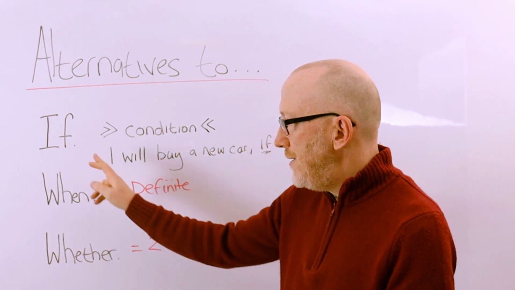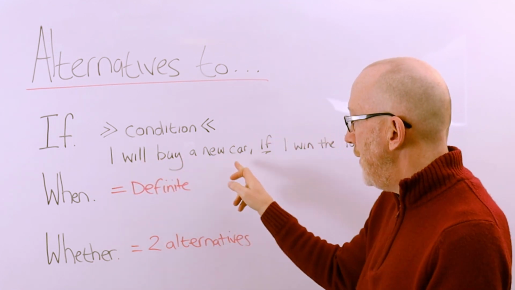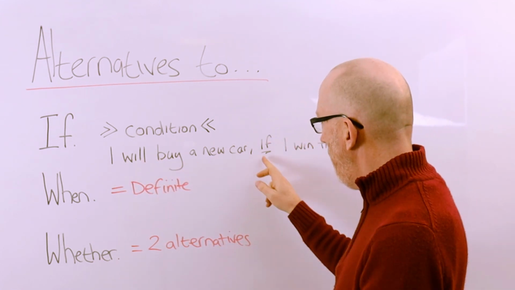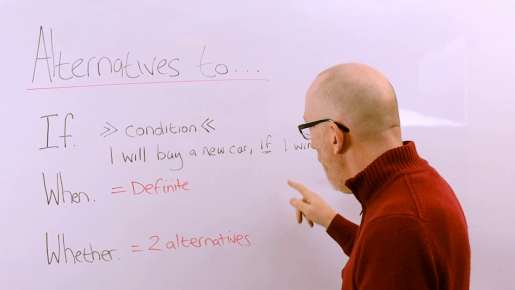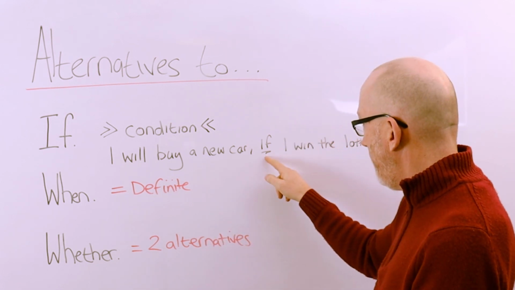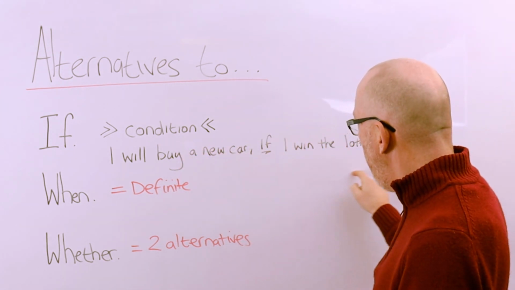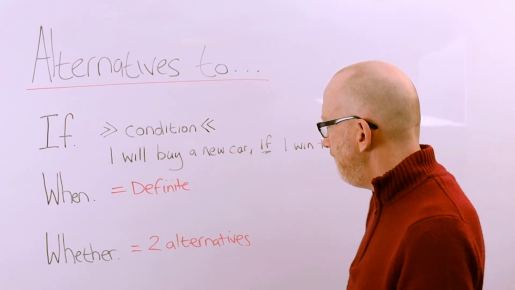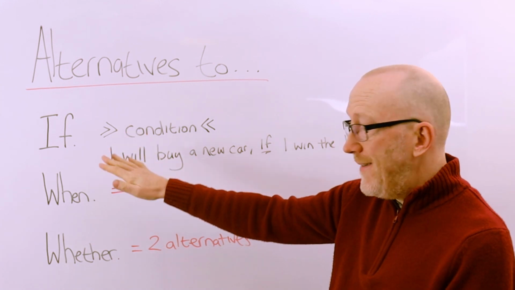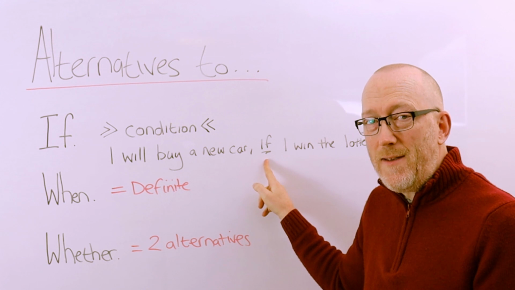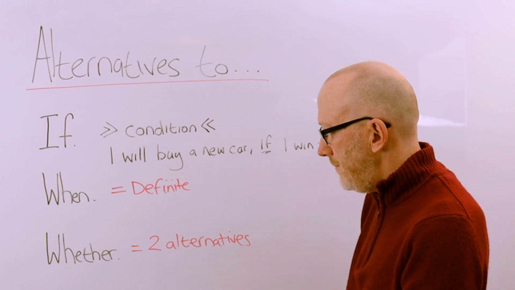Before we get to those, let's just have a look at what if actually does in our conditions. So, I will buy a new car if I win the lottery. If I win the lottery, if is being used to create an adverbial phrase which in our condition says, if this is true, then this action will happen. So if I win the lottery, I will buy a new car. So that's a condition. But if is basically describing the possibility of something happening. Only the possibility that something will happen.